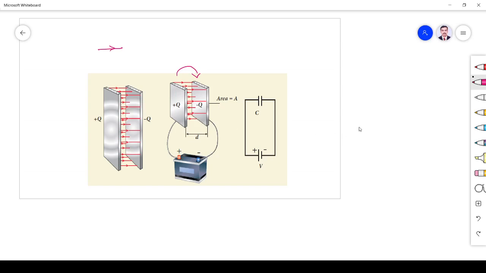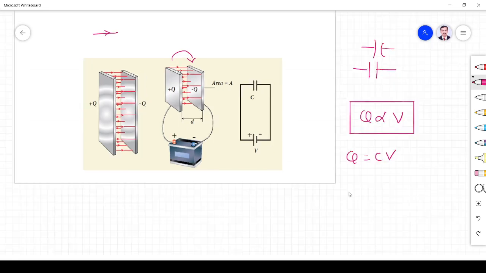So if we increase the potential, the charge stored will increase. That's why Q is directly proportional to V, which we have seen already. So Q is equal to CV, where C is a proportionality constant. The area of the plate is A, and a capacitor has a symbol like this, or somebody uses a symbol like this also.